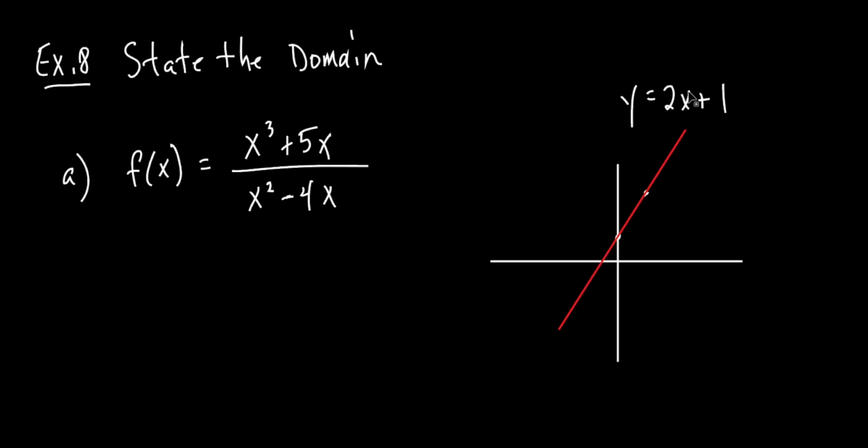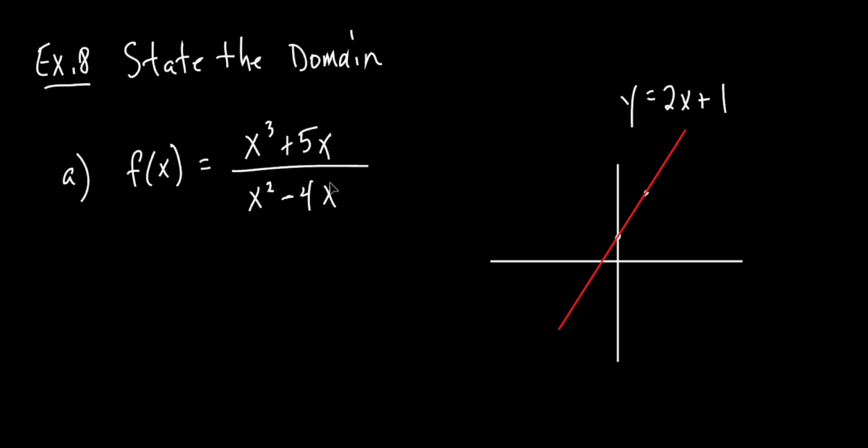Some people say, well, you can't put a negative in there. Well, sure you can. You can go 2 times a negative number, can't you? And then add something to it, sure. You could put 0 in there, right? You could put a positive number in there, and you'll come out with an actual number, right? So you'll come out with an actual y value. But what about this?